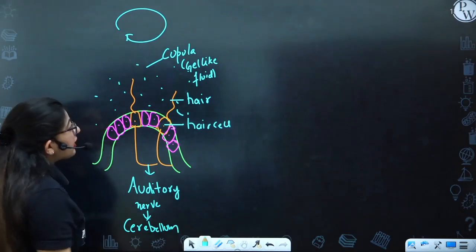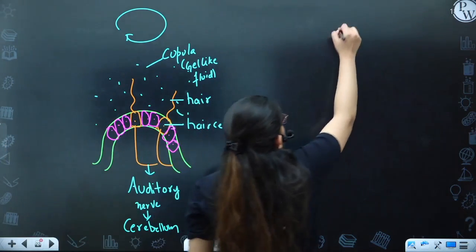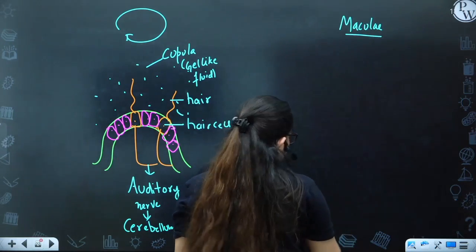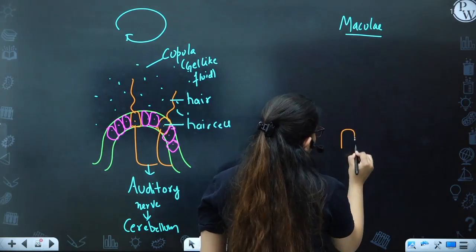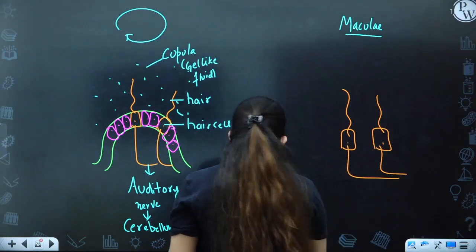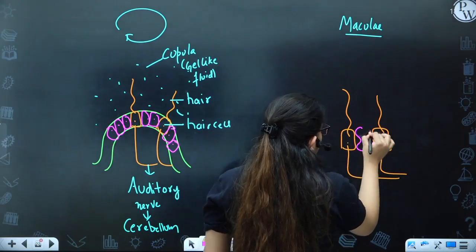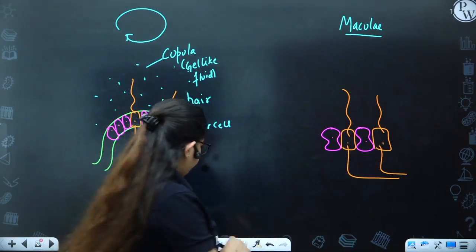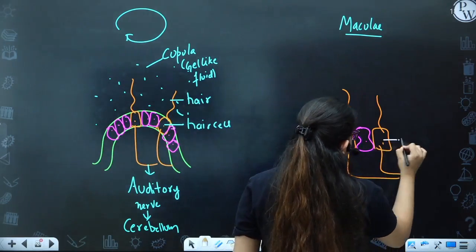Now the second thing that you have is maculae. How do maculae look? Maculae also have hair cells. As I've told you, hair cells are important in your ear. Again, they are also supported by supporting cells, but the supporting cells are a little curvy. So these are supporting cells, these are hair cells.